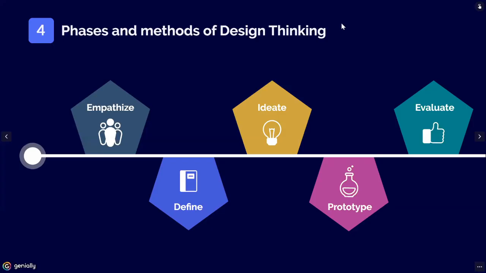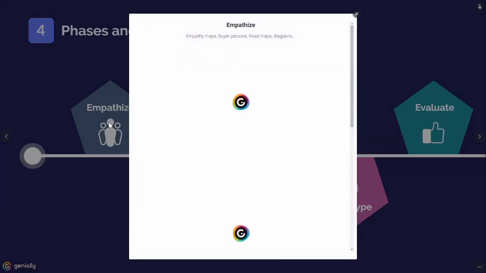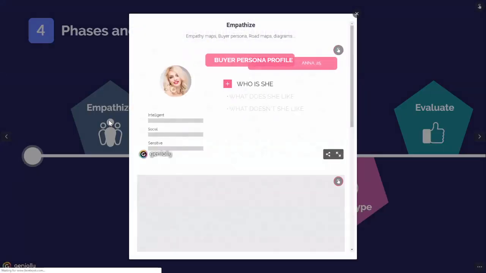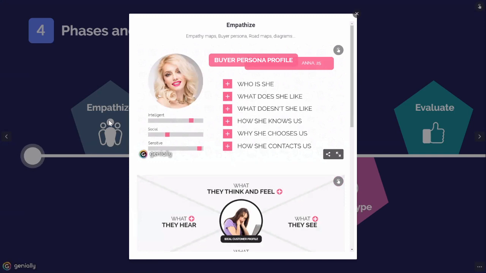The first phase we mentioned is empathize. When we focus our attention on our users, when we are worried about them, we are capable of coming up with innovative solutions that can really have an impact on their lives. Walter, can you tell us a little bit about the techniques that you use in this phase? Oh, yes.